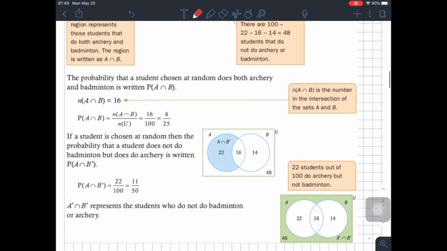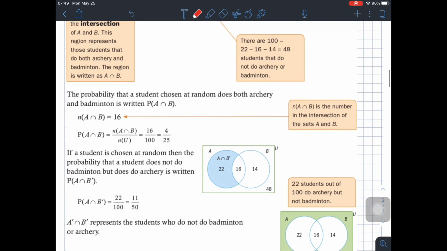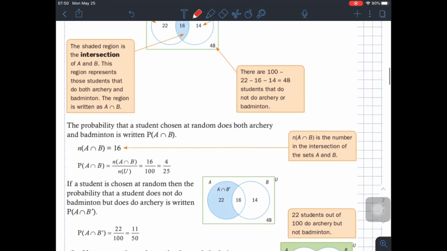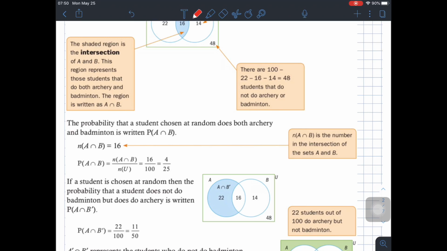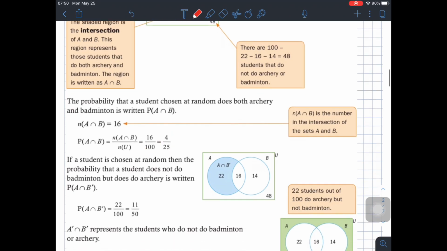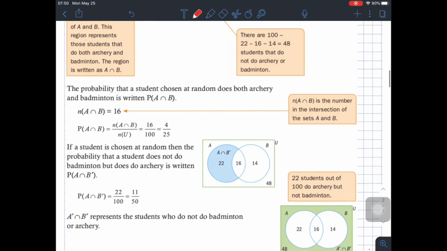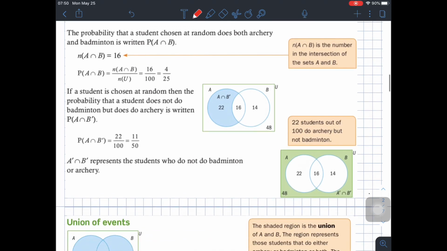Okay, then it says the probability that a student chosen at random does both archery and badminton is written as probability of A and B. So we know that the number of people who do archery and badminton is 16, right? So the probability of A and B would be 16 over 100, which if we simplify is 4 over 25. Here it says, a number in A and B is a number in the intersection of the sets A and B.